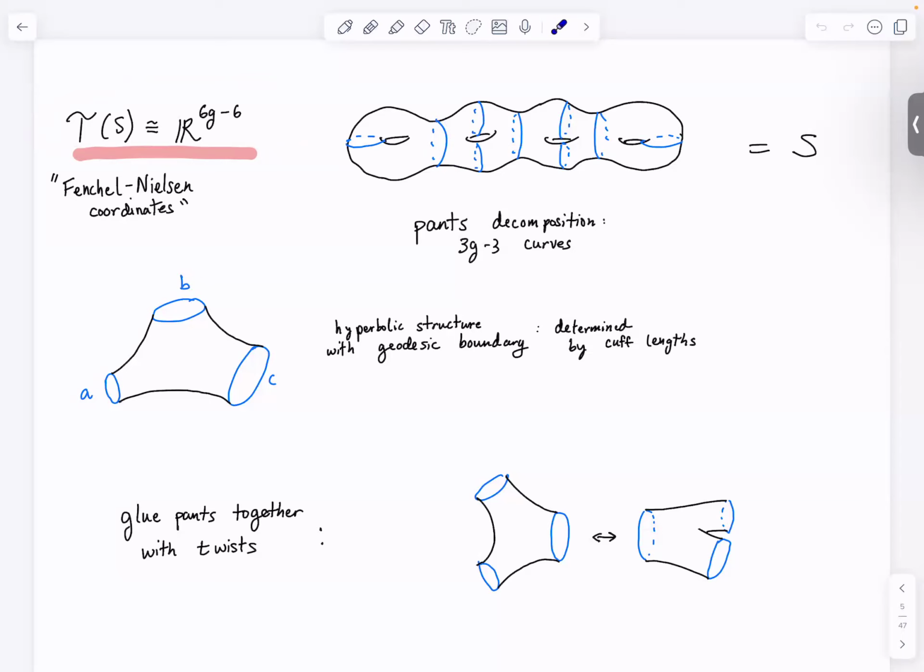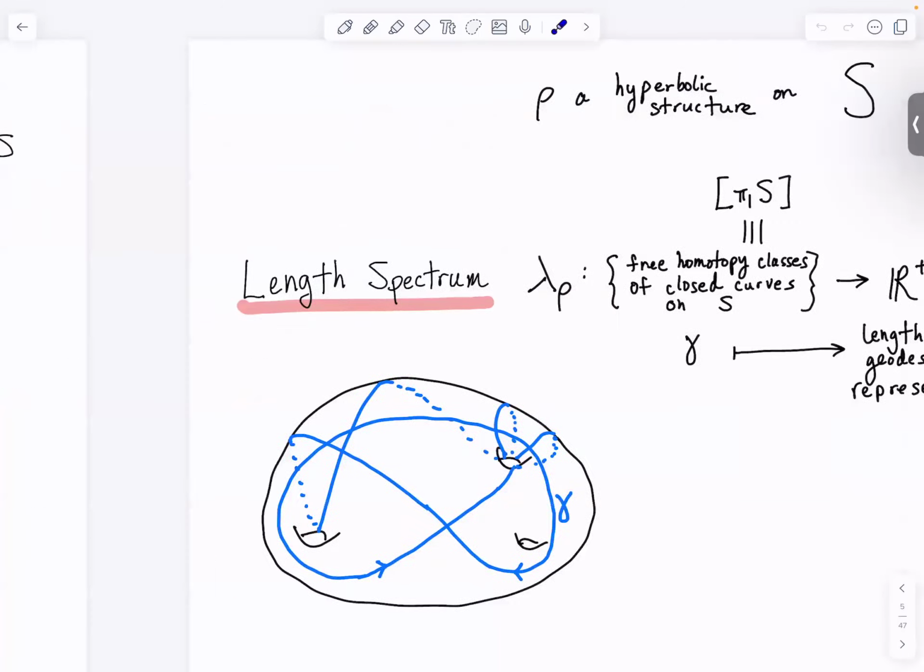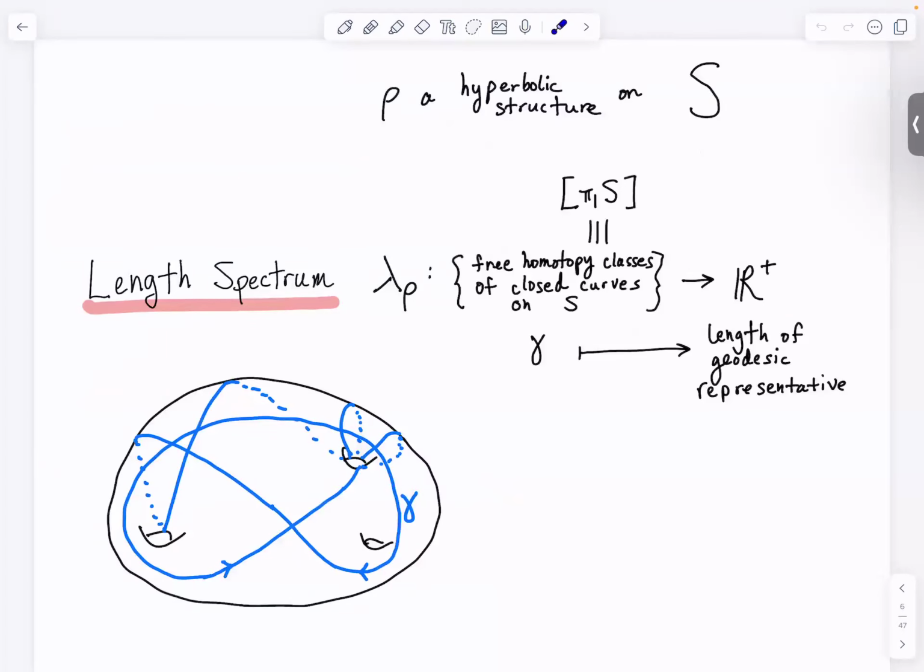But of course, there are a lot of interesting things about Teichmüller space that are harder to see directly. Okay. All right, let's go on. So given a hyperbolic structure on S, I want to talk about a natural invariant of hyperbolic structures on S. So let's take a hyperbolic structure.